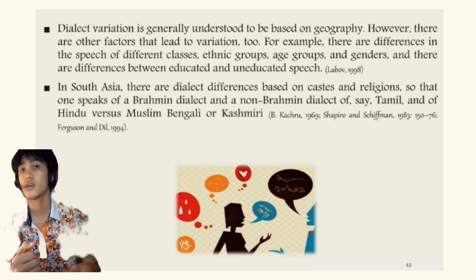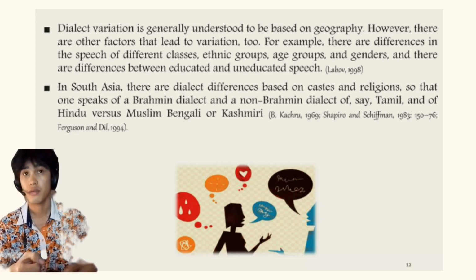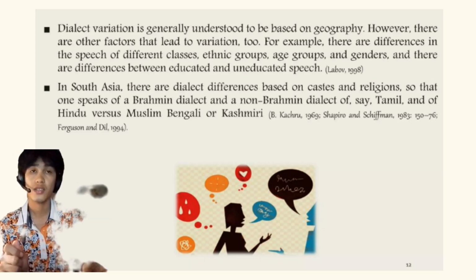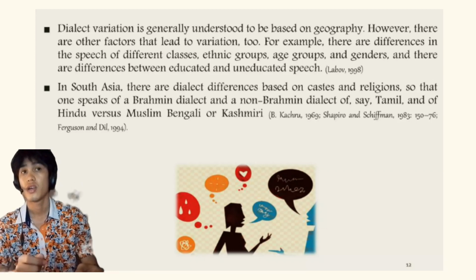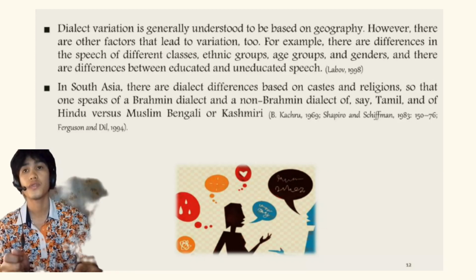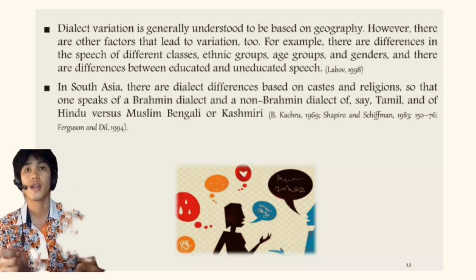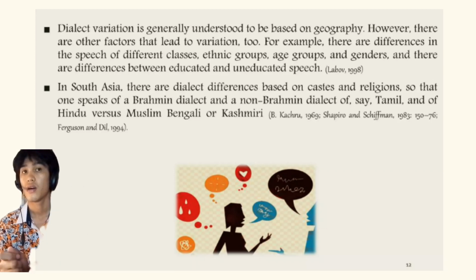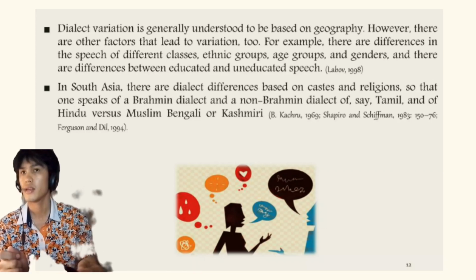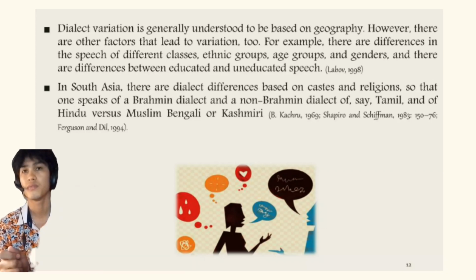In South Asia, there are dialect differences based on castes and religions, so that one speaks of a Brahmin dialect, a non-Brahmin dialect of, say, Tamil, and of Hindu versus Muslim Bengali or Kashmiri.